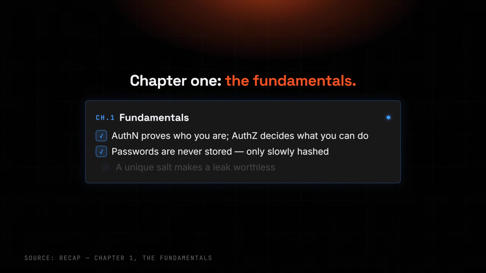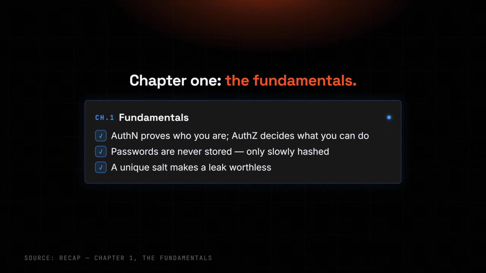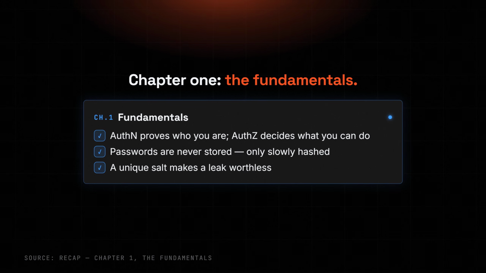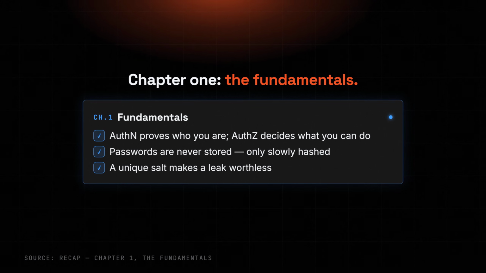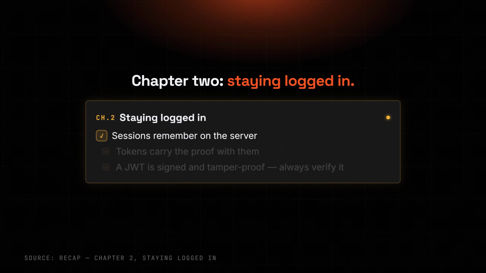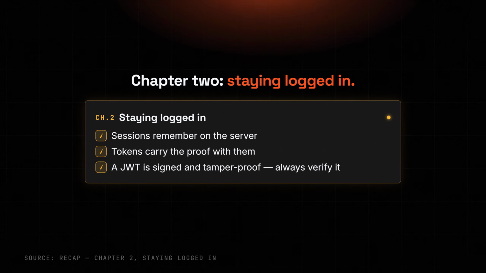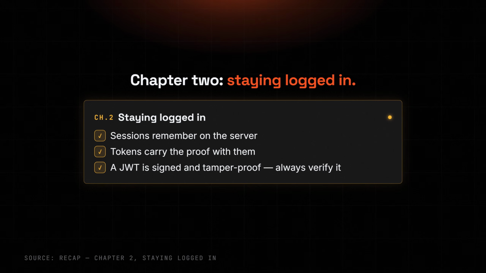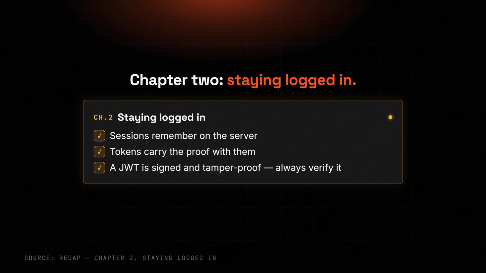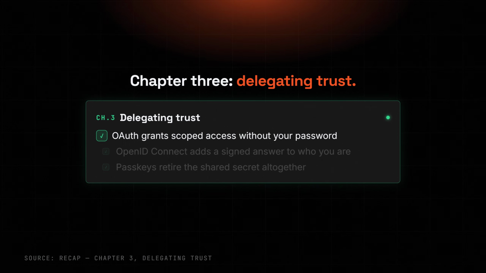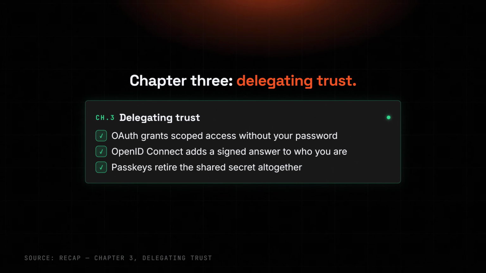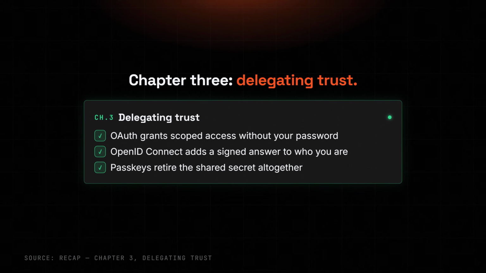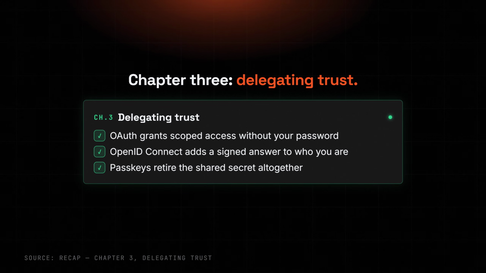The fundamentals: authentication proves who you are, authorization decides what you may do, and passwords are never stored, only slowly hashed and salted, so a leak is worthless. Staying logged in. Sessions do the remembering on the server, tokens carry the proof along with them, and a JWT is a signed, readable, tamper-proof token, which you should always verify before you trust it. And delegating trust. OAuth grants scoped access without ever revealing your password. OpenID Connect adds a signed answer to who you are, and Passkeys finally retire the shared secret altogether.